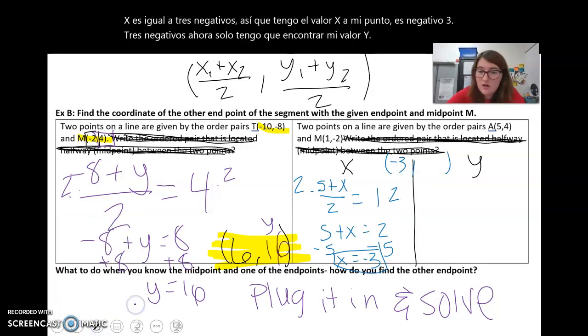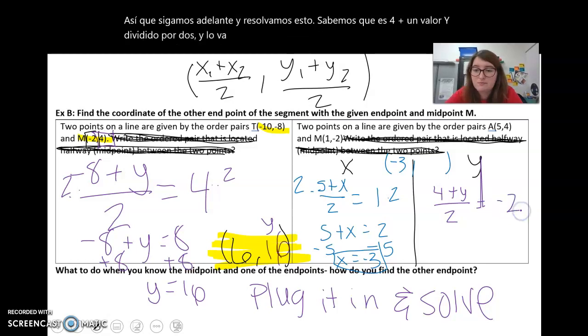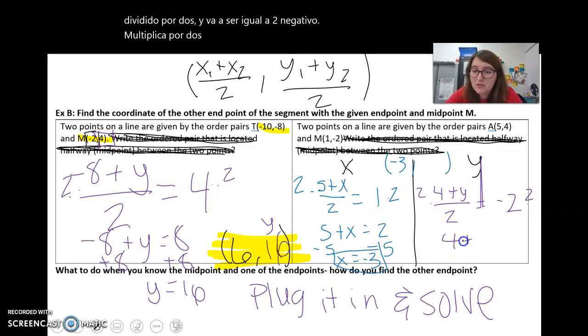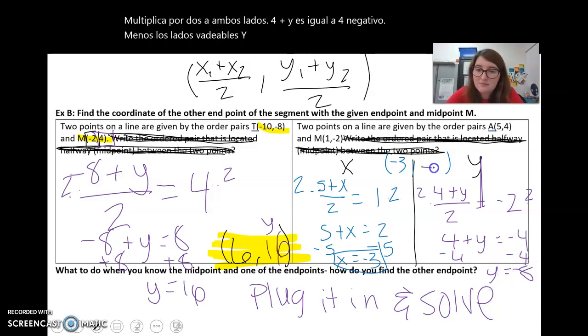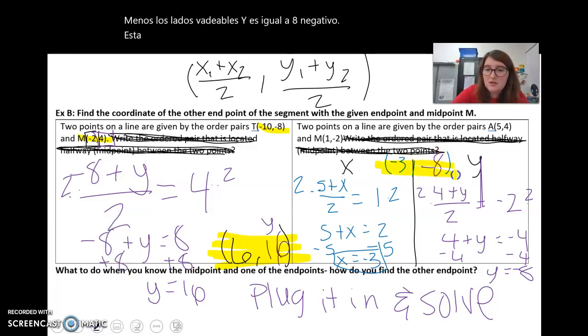Now I just have to find my y value. So let's go ahead and solve this. We know that it's 4 plus a y value, divided by 2, and it's going to equal -2. Multiply both sides by 2. 4 plus y equals -4. Minus 4 from both sides. y equals -8. This is my other endpoint, -3, -8.